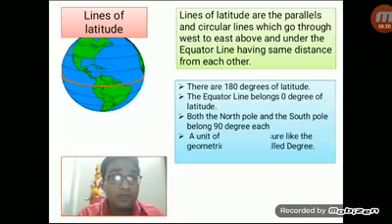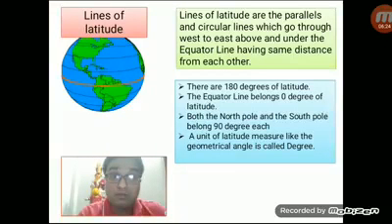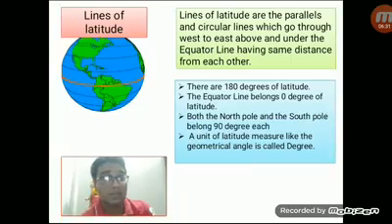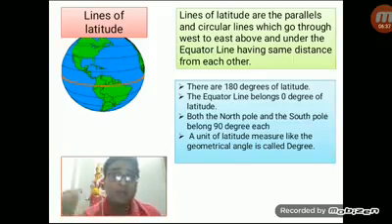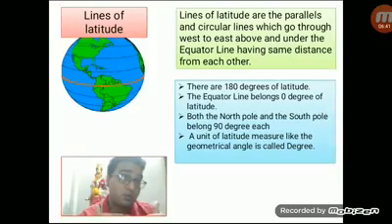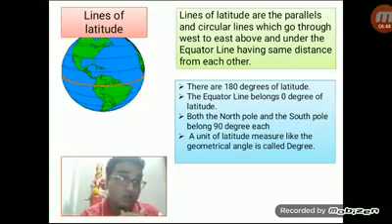Okay. And the next information is that the unit of latitude measure, like a geometrical angle, is called a degree. So what is called a degree is very important. Scientists have divided the latitude lines into degrees and minutes to know the proper angular distance of the places which are located in both the northern hemisphere and the southern hemisphere from the equator line.